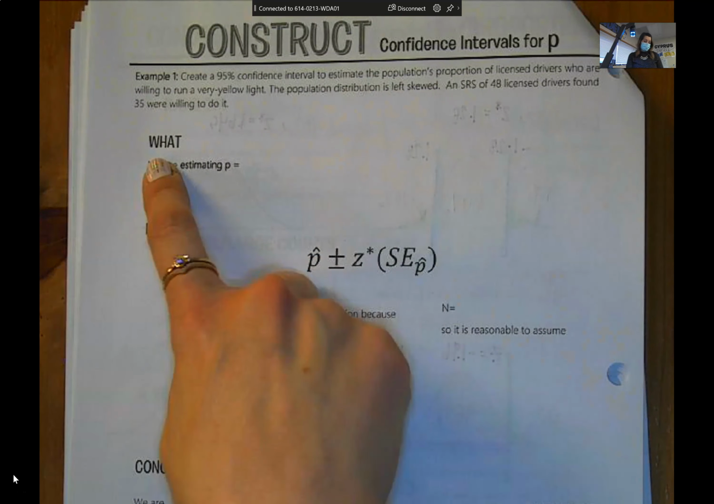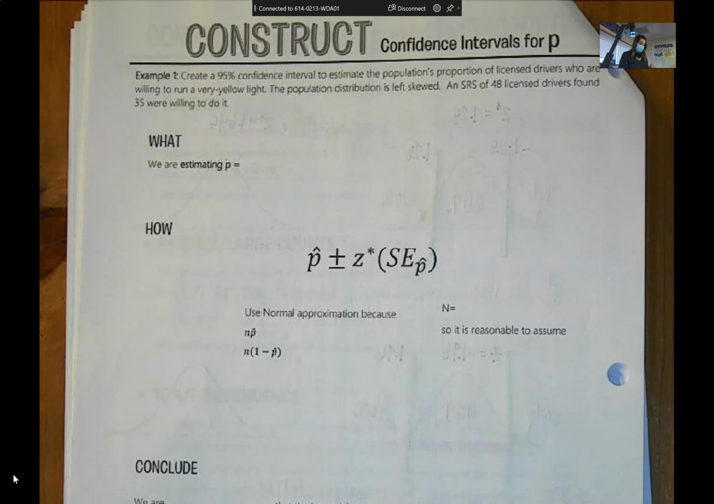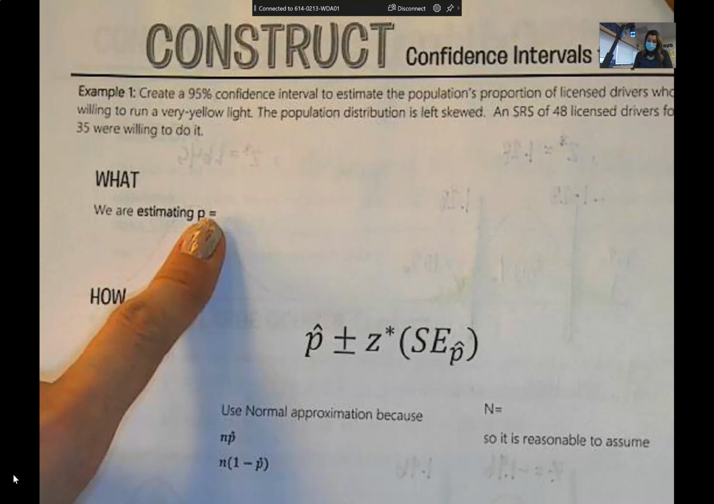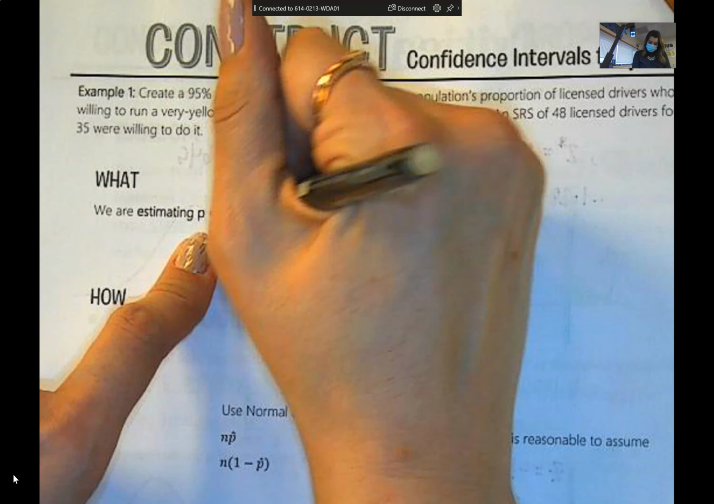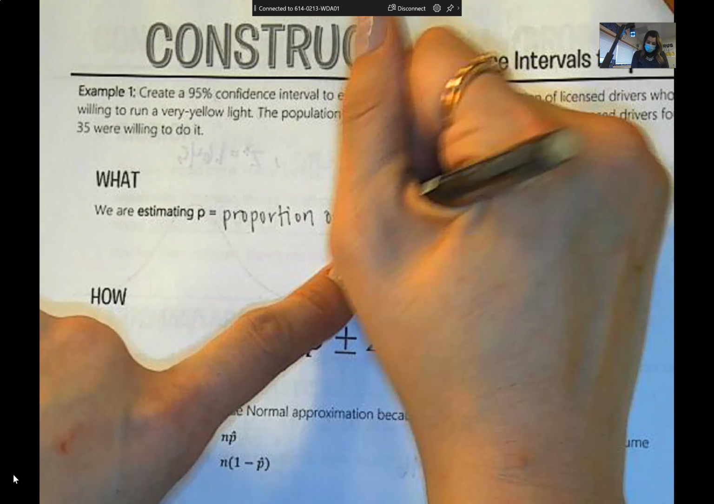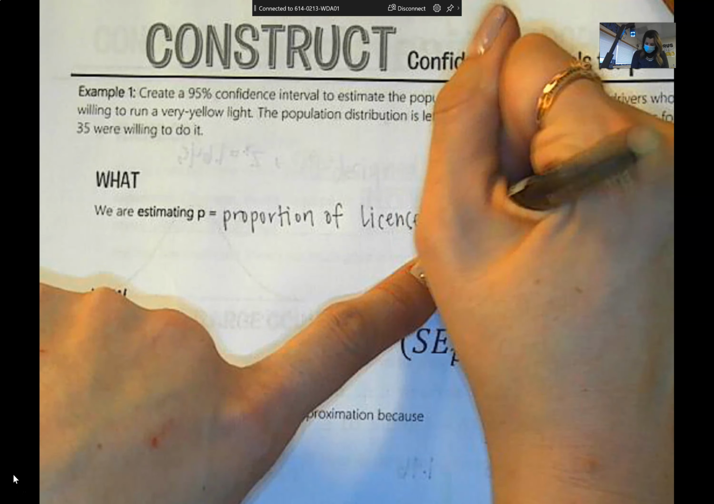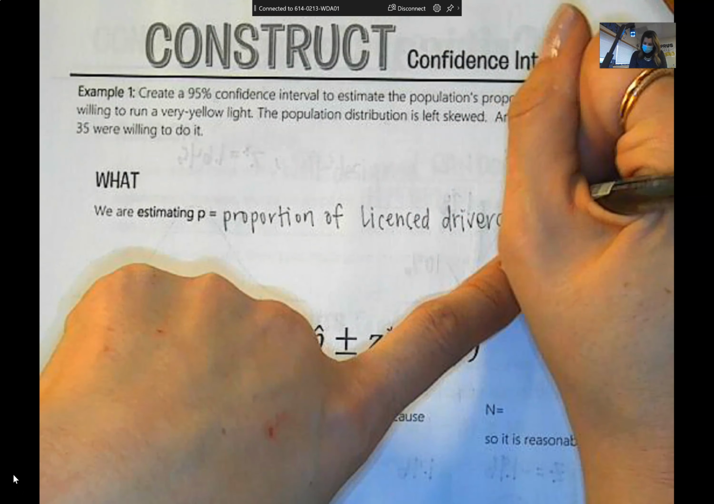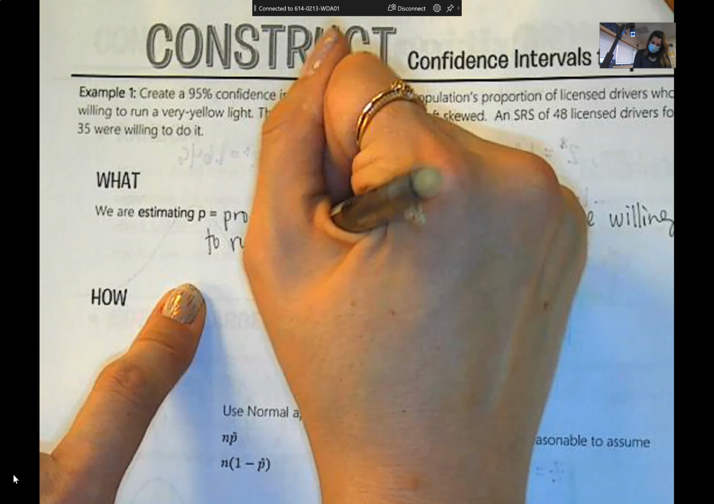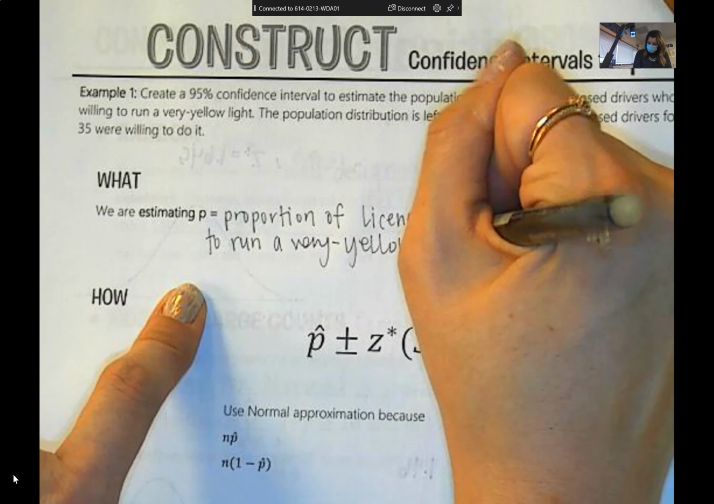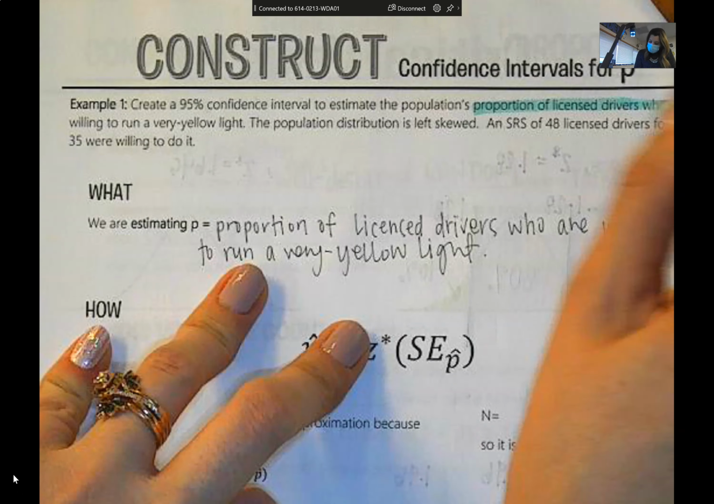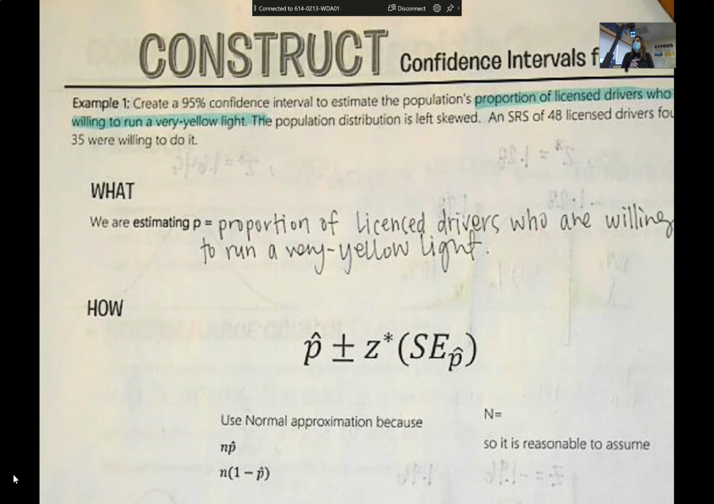So the first thing that we do is make it clear, what are we doing? So we are estimating p equals the proportion of licensed drivers who are willing to run a very yellow light. And I'm taking that directly from the prompt. Proportion of licensed drivers who are willing to run a very yellow light.